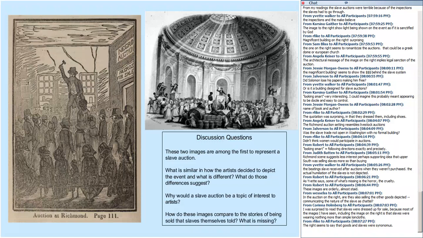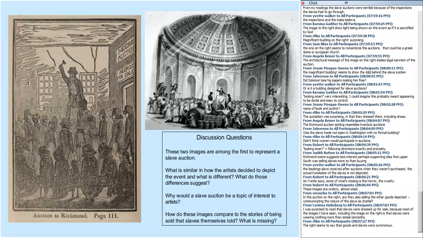And then you're surprised to read that slaves were dressed up for sale, because most of the images I have seen, including the one on the right, show slaves wearing nothing more than a simple loincloth. That imagery of the loincloth is used early on, but does not depict the reality of slave auctions in America in the 19th century.